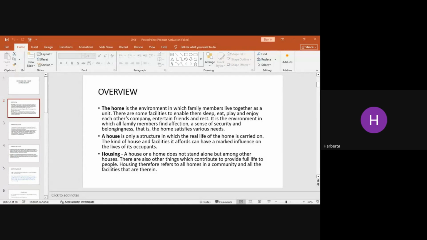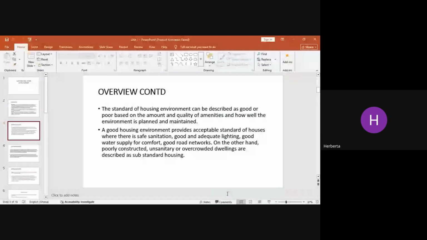And last semester we said that in our Ghanaian setting, we have two main types of housing. We have rural housing, and then we have urban housing. The rural housing is found in the rural community, and the urban housing is found in the urban community. In any community that we find ourselves, the housing can either be a good housing community or it can be a poor housing community. What makes a housing community a good one?